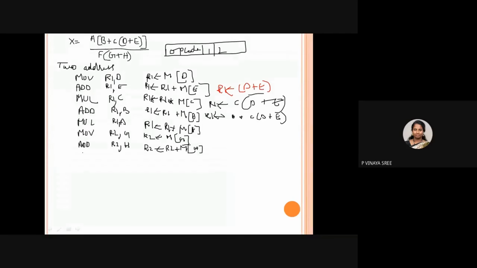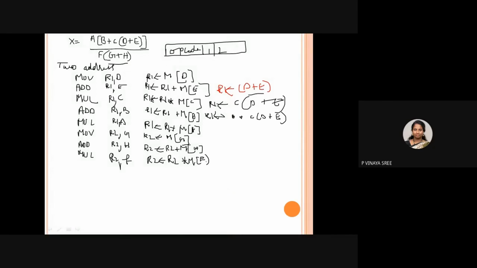Okay, next is what? Mul. Mul R2 comma F. Yes, Mul R2 comma F means in R2 we have until now G plus H. Along with that we go to the memory location and perform multiplication. So R2 into M of F.